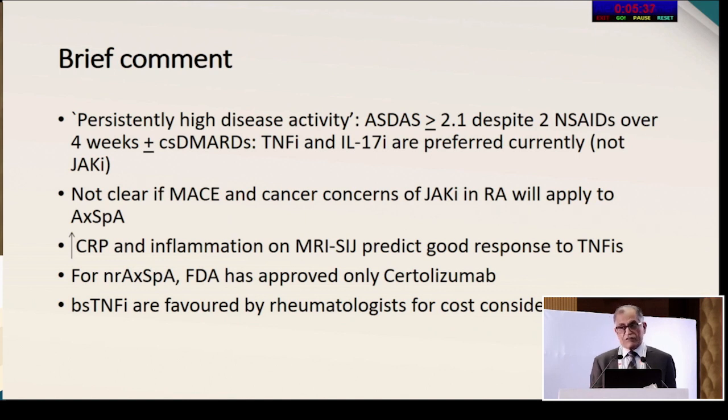It's not clear if the major cardiovascular adverse events and cancer concerns of JAK inhibitors which have been seen in RA will apply to axial SPA because the population is much younger. Increased CRP and inflammation on MRI of SI joints predict good response to TNF inhibitors. And for non-radiographic axial SPA, FDA has approved only certolizumab. Biosimilar TNF inhibitors we all favor because of the lower costs.